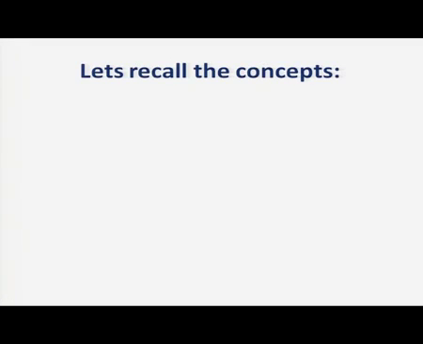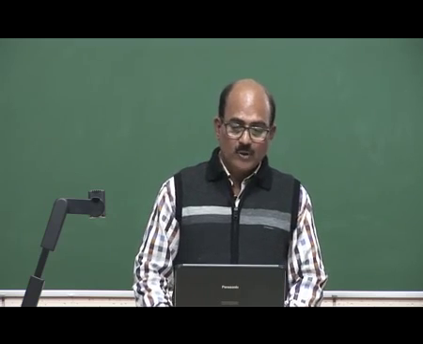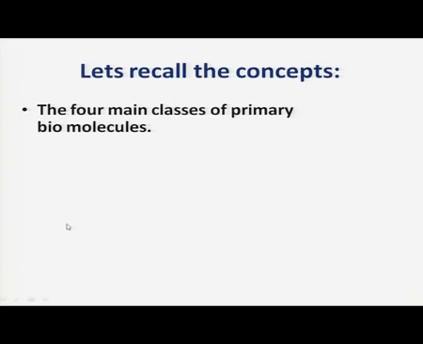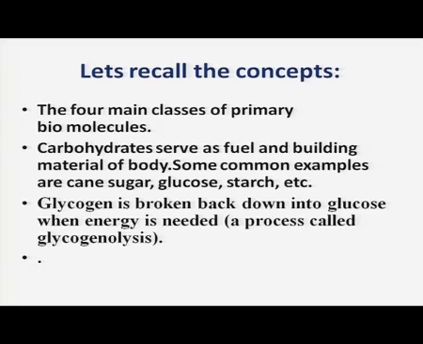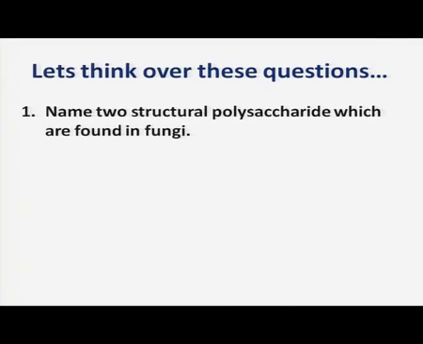Now, we can recall the entire chapter. There are 4 types of primary biomolecules, that is carbohydrates, proteins, lipids and nucleic acids. The second point, glycogen is broken down into glucose when energy is needed, and that process is called glycogenolysis. Carbohydrate serves as a fuel and building material of the body. Some common examples of carbohydrates are cane sugar, glucose and starch. Now, think over this question. Name the 2 structural polysaccharides which are found in fungi.